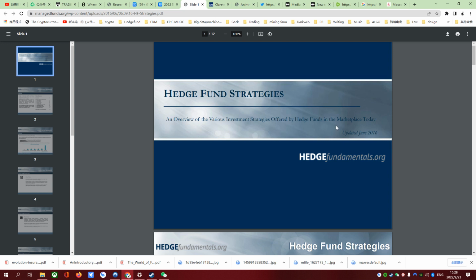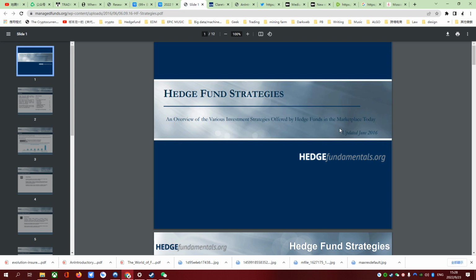Because a lot of people ask the question, what is a hedge fund? A hedge fund is not something really super complicated. You often hear this kind of term in the newspaper and from Bloomberg, and you will also have heard that a lot of billionaires and ultra rich people are actually from the hedge fund industry.